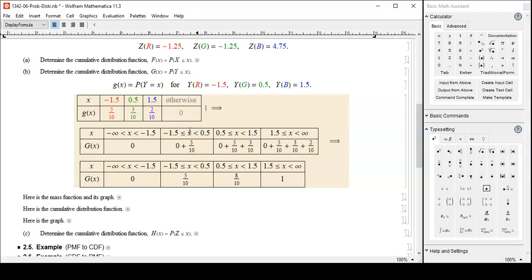And at each place, semi-inequality to the left, strict inequality to the right. Of course, here, I cannot use semi-inequality to the left because this is negative infinity. No number is equal to negative infinity. So this is how you can get the CDF in action.